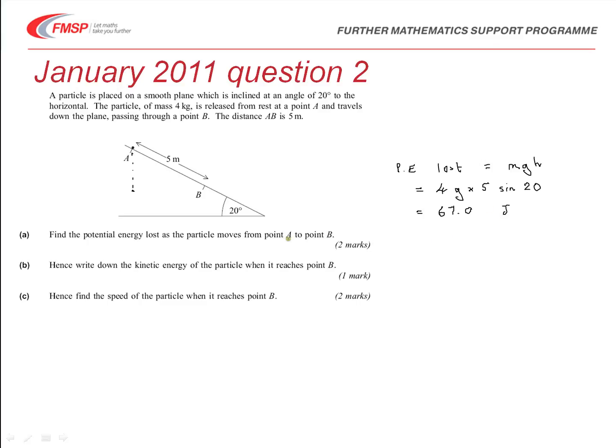Okay, so 2 marks for that: 1 mark for our appropriate method using mgh and then getting an appropriate value for h to substitute into it, and then 1 mark for obtaining the correct answer.